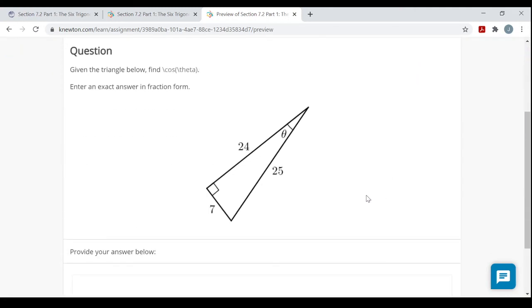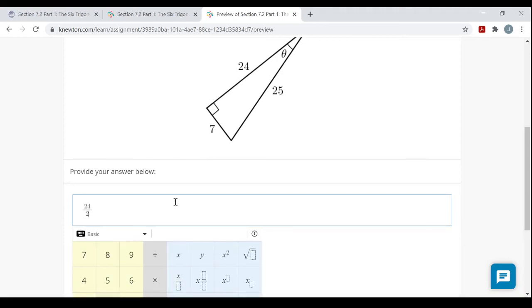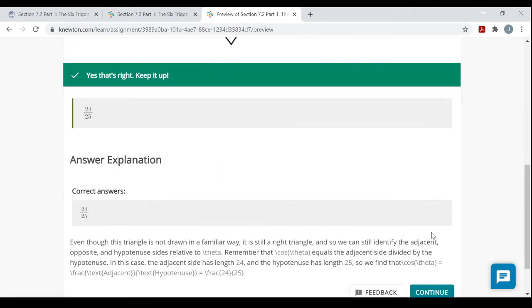All right, here's one where again all three sides are known. So we don't have to use the Pythagorean theorem. Here's angle theta. We're asked to find the cosine of theta. Remember, cosine is adjacent, so 24 over hypotenuse, 25. So 24 25ths for the cosine of that angle.